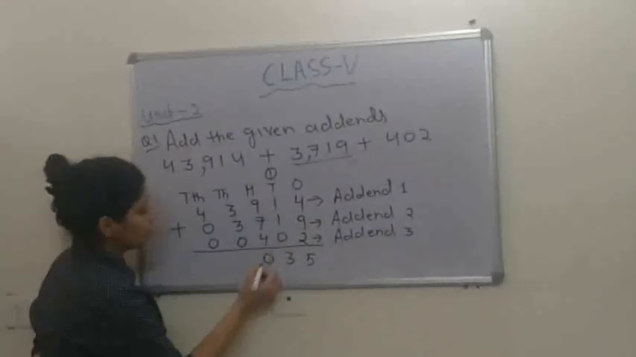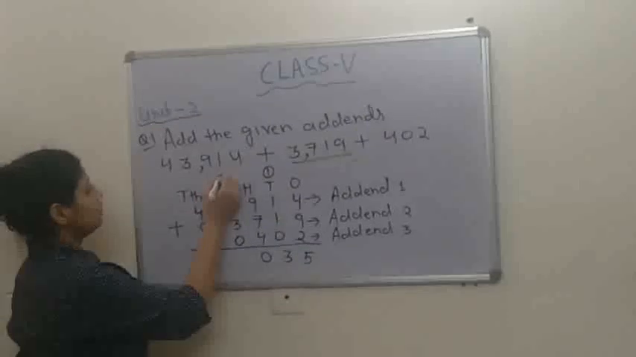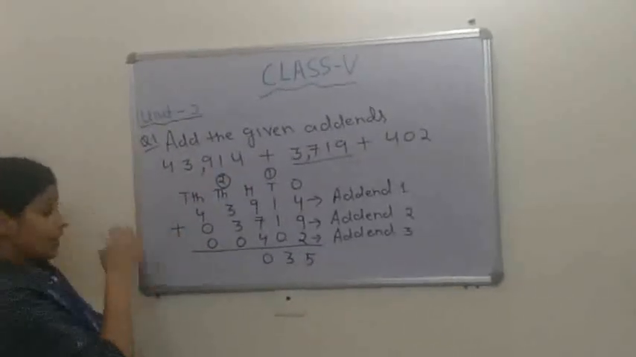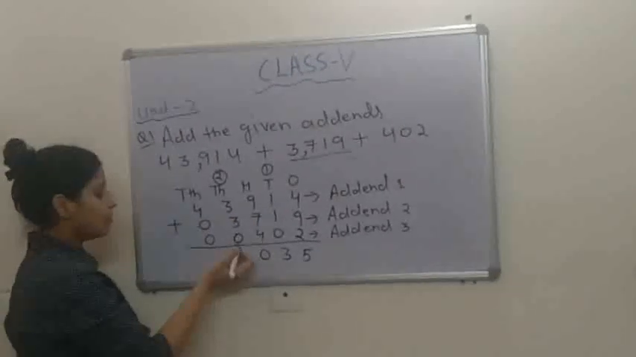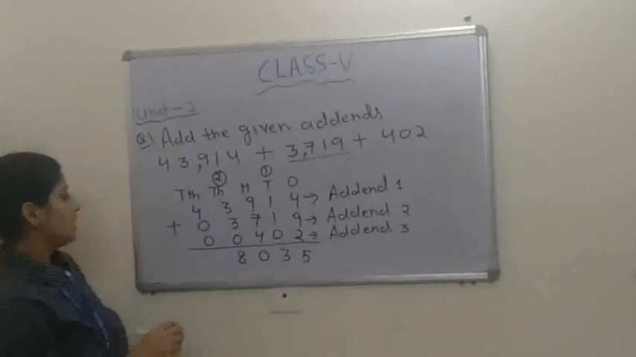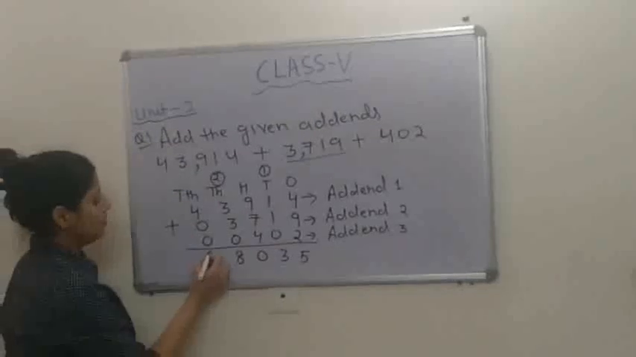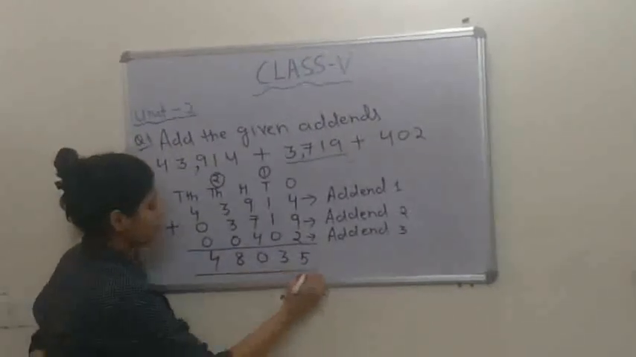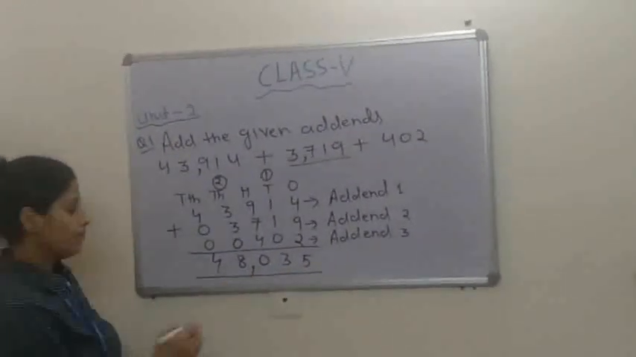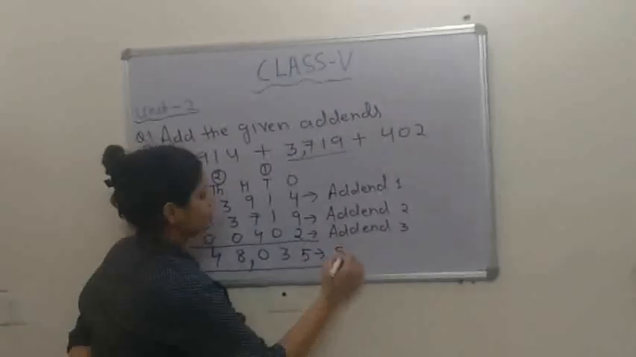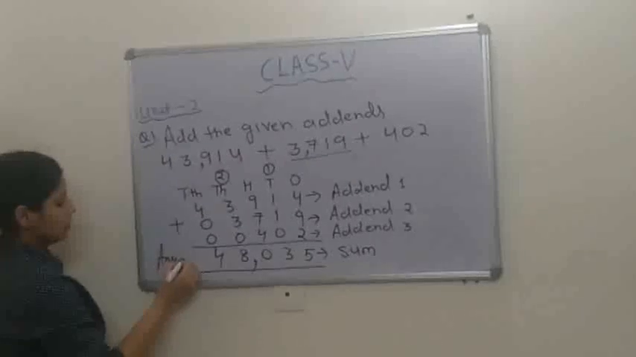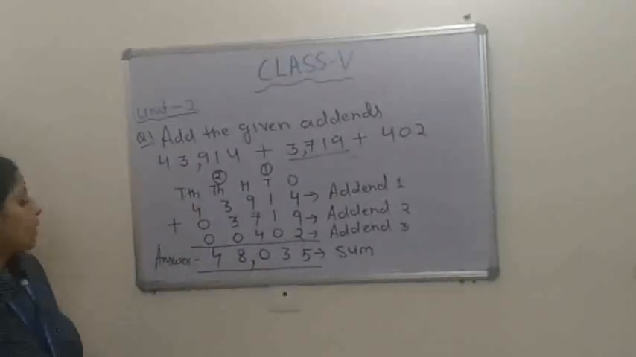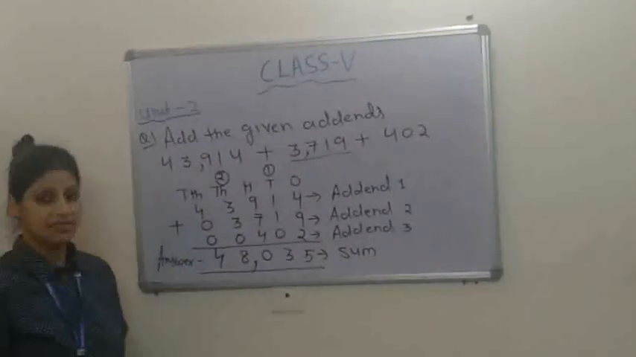So 20, 0 will come and 2 will be carried forward. Now 2 and 5, 5 plus 3, 8, 8 plus 0 again 8. And this will be 4 plus 0, which is 4. So what is your sum? This is your sum. So this is your answer, and the answer is 48,035. Alright.